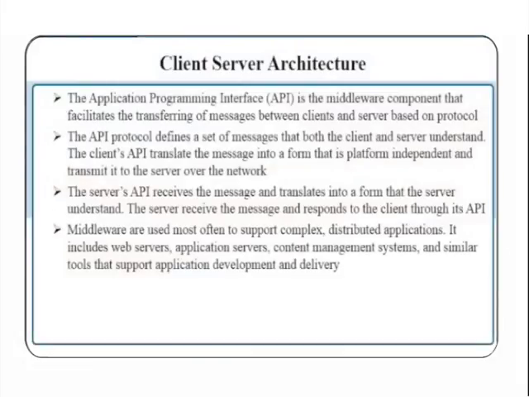The Application Programming Interface, API, is the middleware component that facilitates the transferring of messages between client and server based on the protocol. The API protocol defines a set of messages that both client and server understand. The client's API translates the message into the form that is platform independent and transmits it to the server over the network. The server API receives the message and translates it into a form that a server can understand. The server receives the message and responds to the client through its API.